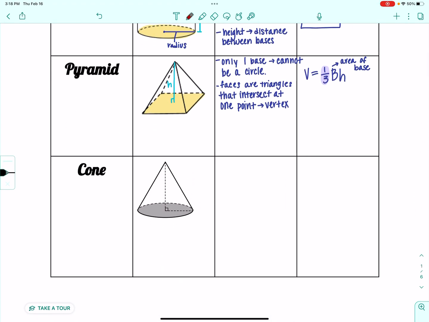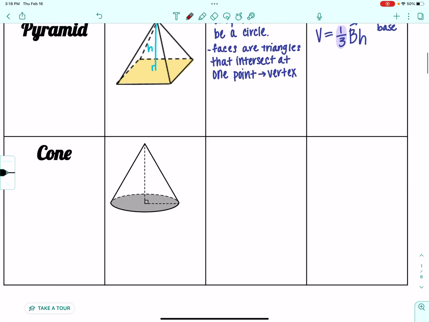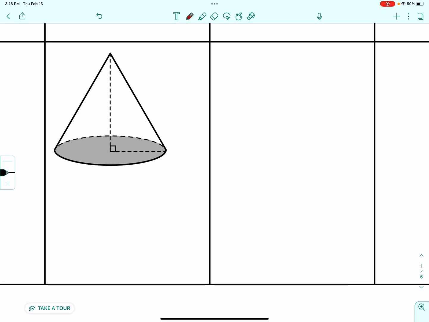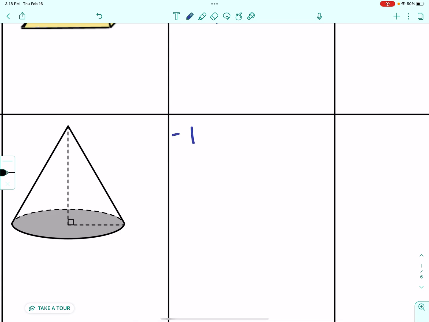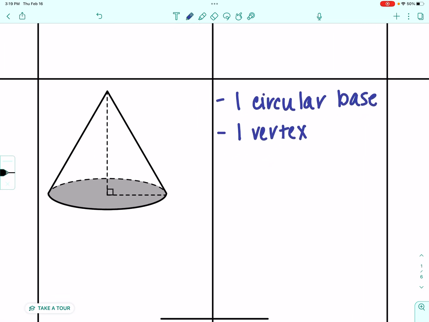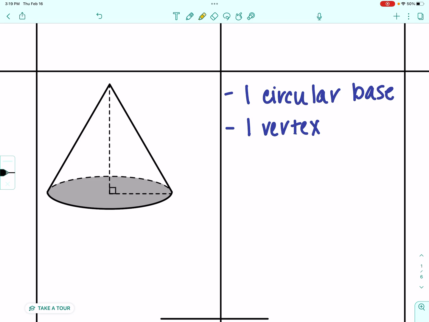Okay, let's talk about some cones. When we talk about cones, we are looking for a solid with a single circular base. I'm just going to write up here. And it has one vertex. That's it. So here is our circular base.